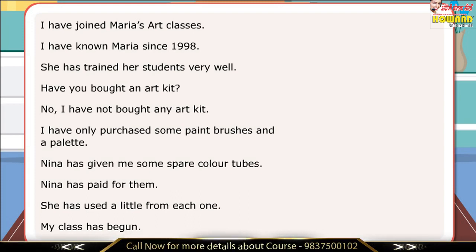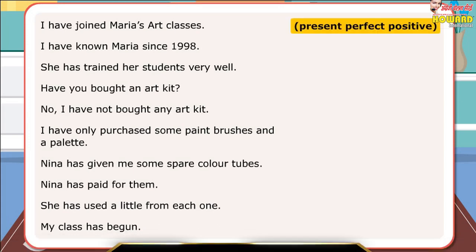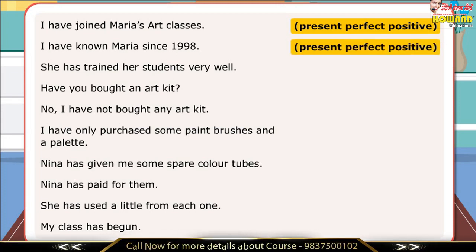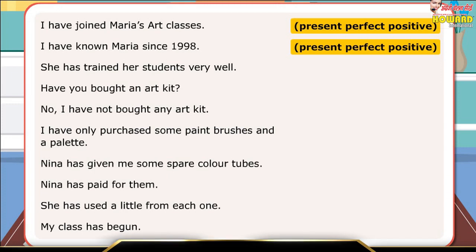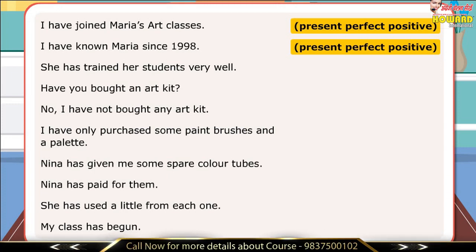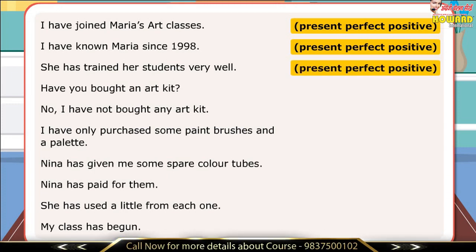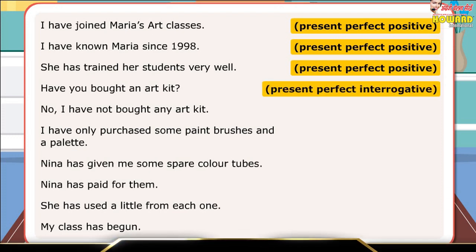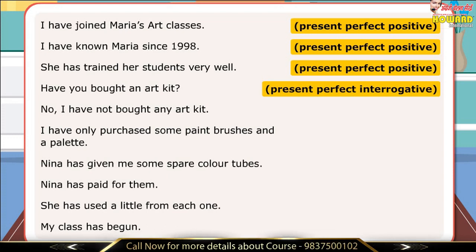I have joined Maria's art classes. Present perfect positive. I have known Maria since 1998. Present perfect positive. She has trained her students very well. Present perfect positive. Have you bought an art kit? Present perfect interrogative. No, I have not bought any art kit.